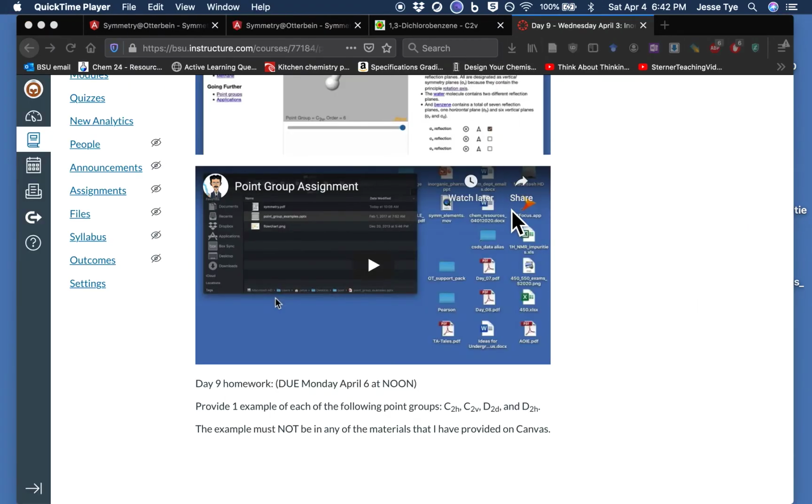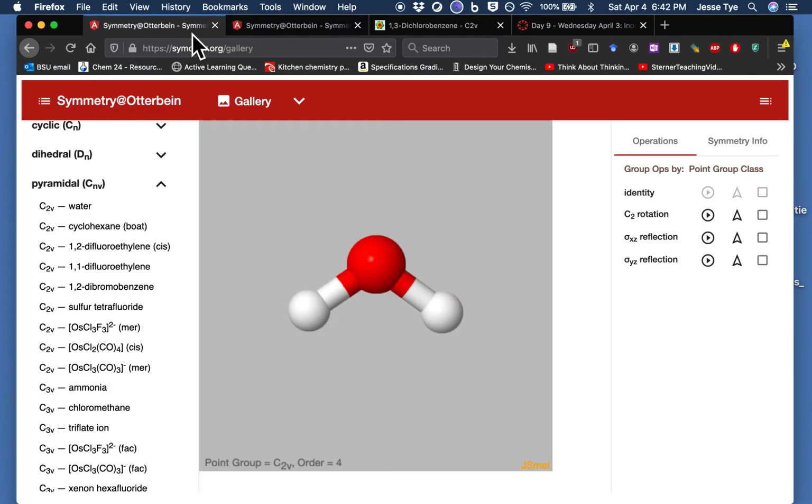So, and finally on day 9, I ask you to provide one example each of the following point groups: C2H, C2V, D2D, and D2H. A real fun way to think about this is to go and look at this symmetry gallery and think about what changes you could make to a molecule that you were given that would keep it in the same point group, but would give you a different molecule.